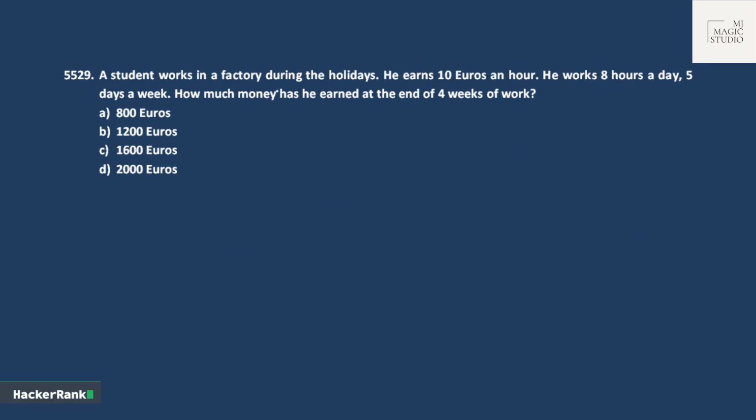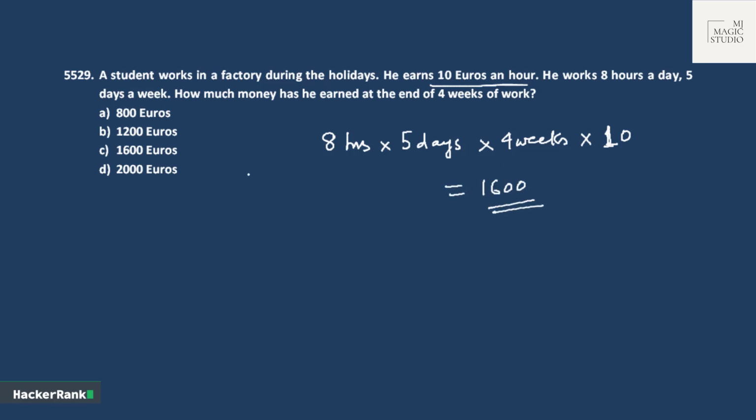A student works in a factory during the holidays. He earns 10 euros an hour. He works 8 hours a day, 5 days a week. That means in a week, this many hours. How much money he earned at the end of 4 weeks, into 4 weeks. This many days, this many hours he has worked into 10 euros. 8, 5, 40 into 40 will give 1600 euros. His earning would be Option C. We just need to multiply everything, whatever is given.